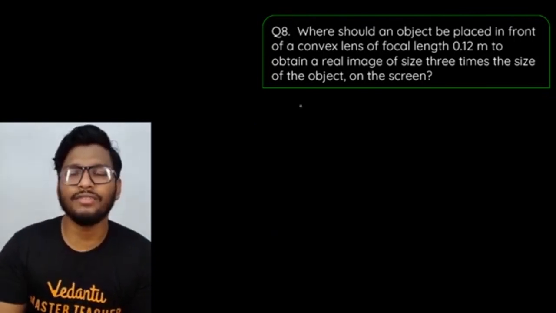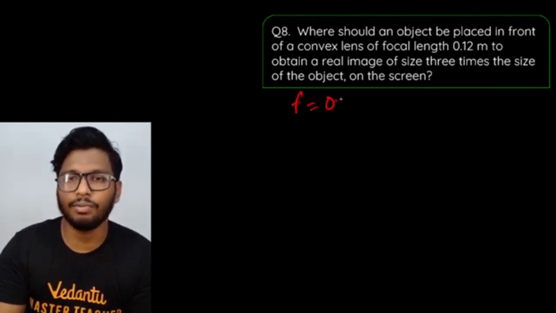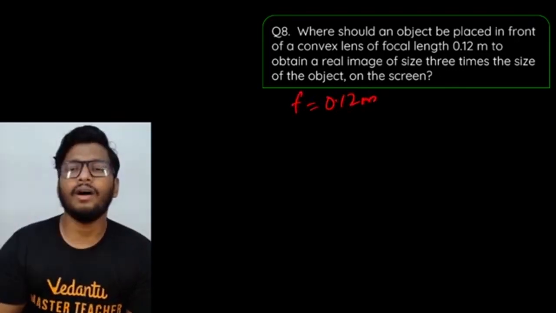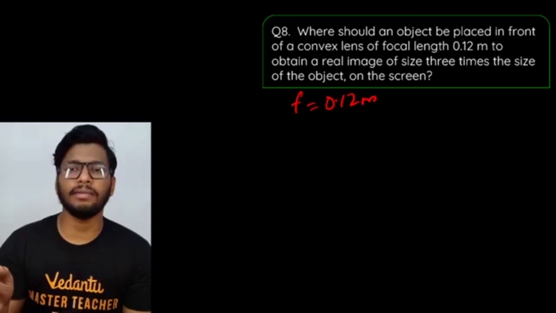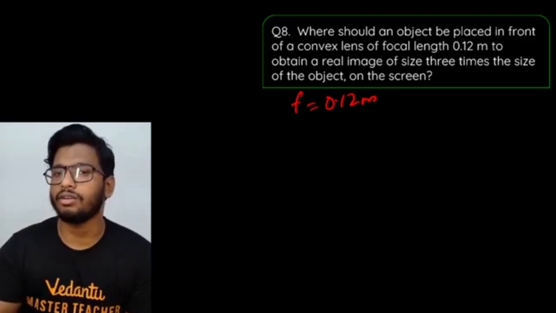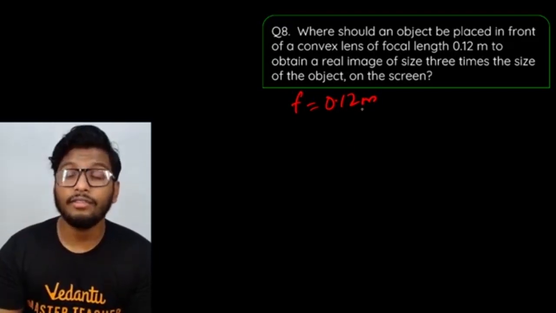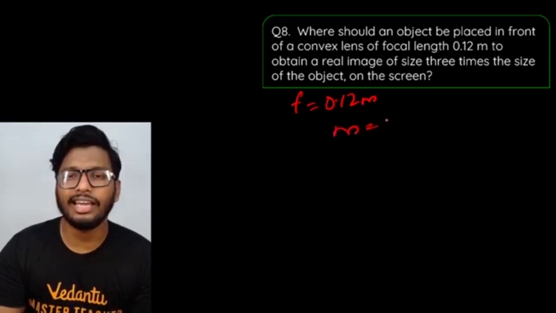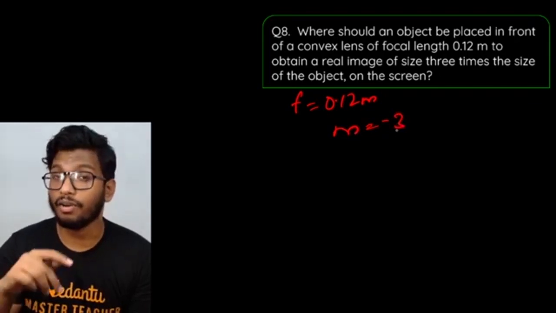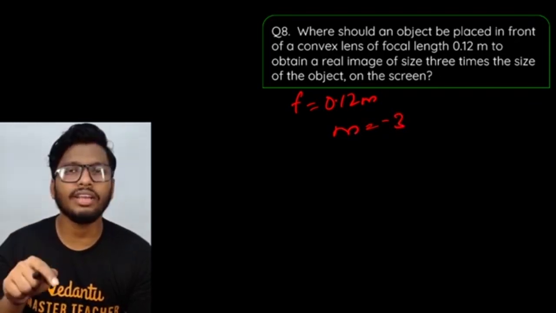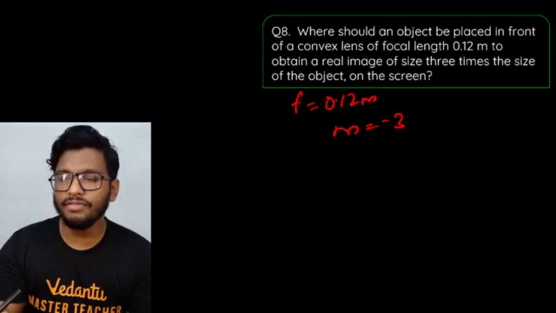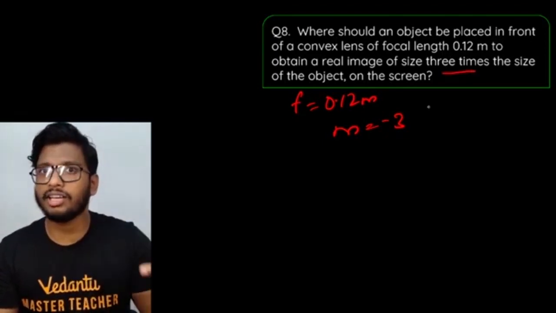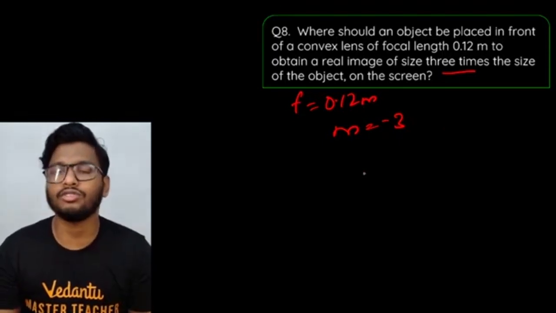So how do you solve this question? First of all, the focal length of the convex lens is given as 0.12 meters, and it's going to be positive because it's a convex lens. Now you're supposed to obtain a real image 3 times the size of the object. If you remember, for a real image, the magnification is going to be minus 3. For a virtual image, it's going to be plus, but for a real image, it's going to be minus. The image size is 3 times the size of the original object, so it's nothing but minus 3.